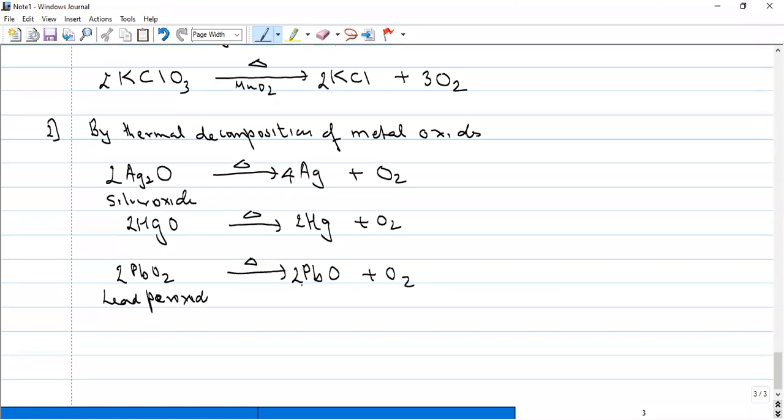Then hydrogen peroxide. On heating in presence of MnO2 as a catalyst, you get water plus oxygen. So these are common methods of preparation of oxygen in laboratory.